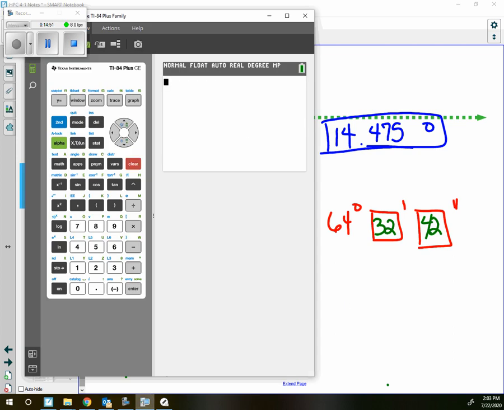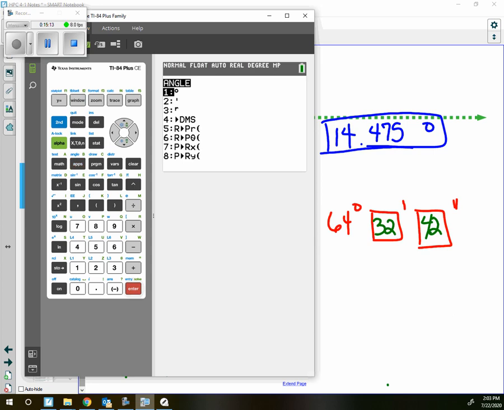We're going to do the first one, which was the 14 degrees 28 minutes 30 seconds. So let's see if we can type those in. So 14. Now we need to go to our angle menu. So you need to find your angle menu. For me, it's second apps. So it's 14. And here you're going to see the degrees, the minutes, and some other things that are going to be really helpful to us.